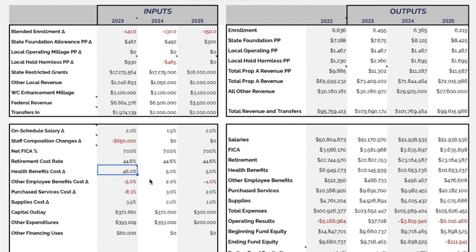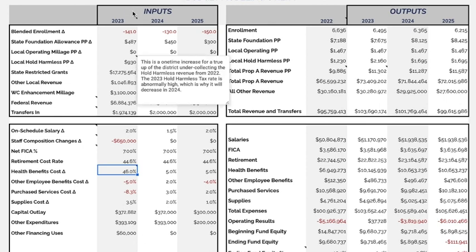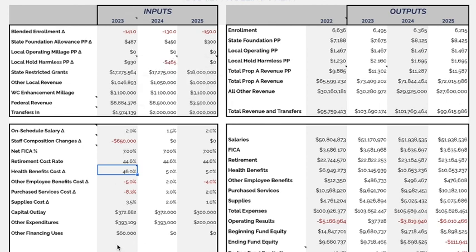Other employee benefits went down a little bit. Purchase services costs went down a little bit. Supplies went up a little bit, along with capital outlay and some other things. So that's all of your inputs. Now, if the budget holds completely true to this, which the odds are that it won't because it almost never does, the same result would happen.